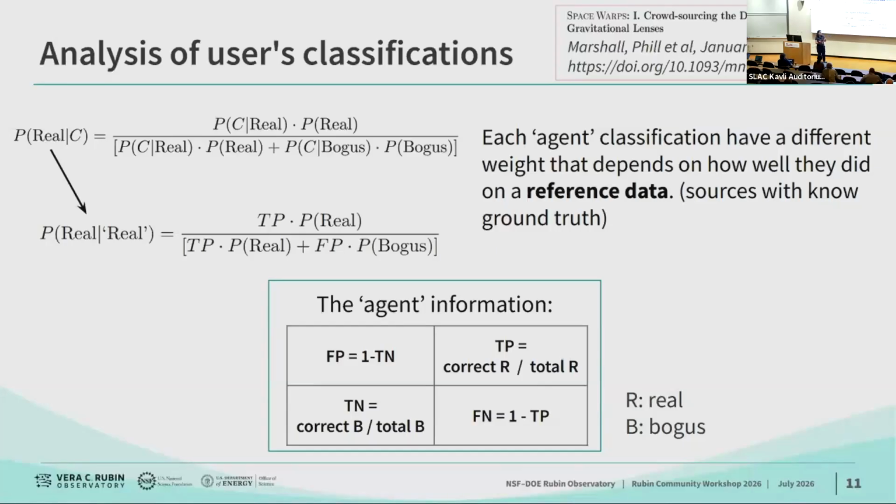The way that we weight the user is by measuring how well they did on a reference data set. The reference data set is a data set where, for whatever reason, we have a ground truth label. In the paper they use the term agent, but it's referring to a specific user. So you build a confusion matrix for each user. That matrix tells you the user's performance on that specific reference data set.